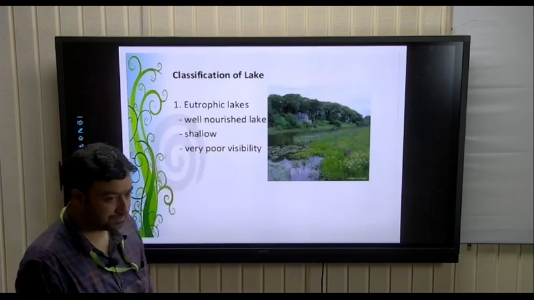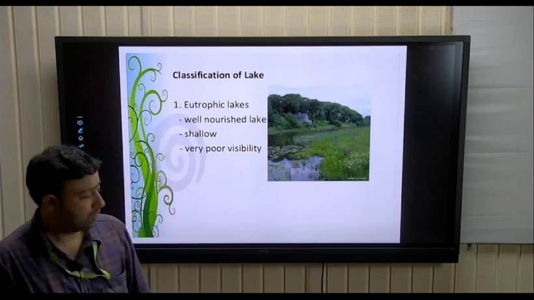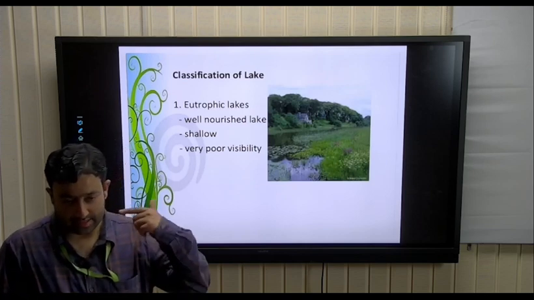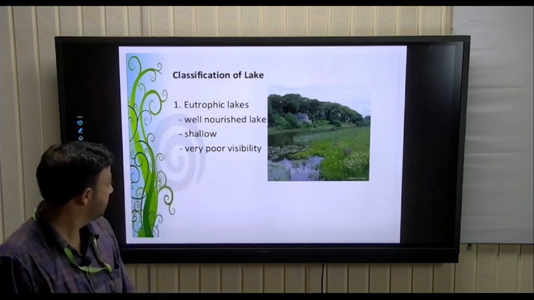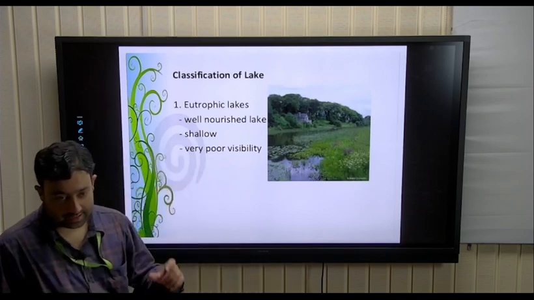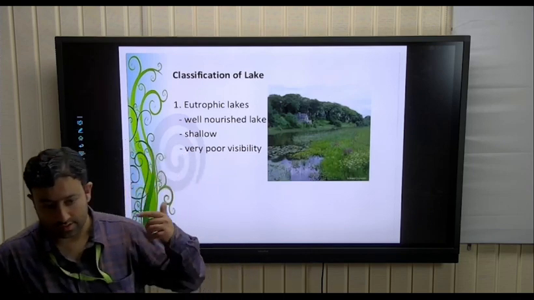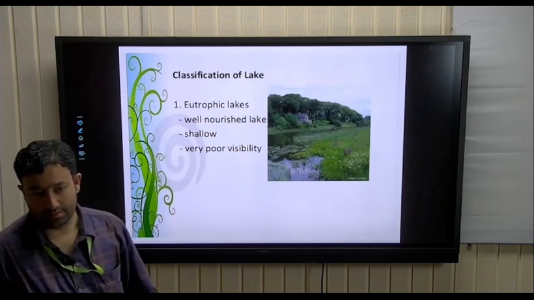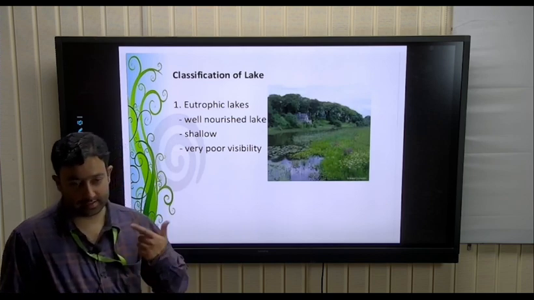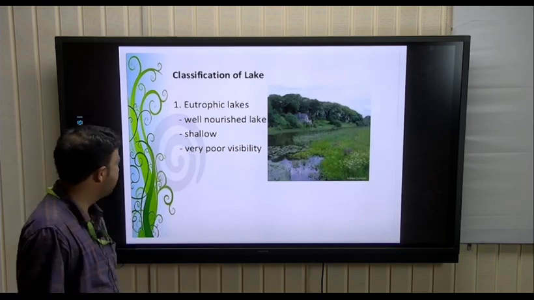Classification of lakes. Number first, eutrophic lakes. These lakes are well nourished lakes. They are fed with a high concentration of phosphorus and nitrogen, and they have very poor visibility, and the light is not clear here, and here the shallows are present. That means muddy shallows, the aquatic muddy shallows, are present. That means photosynthesis occurs and aquatic organisms are present here.